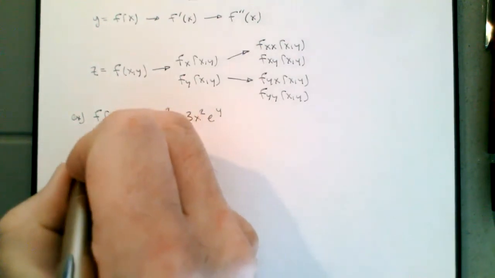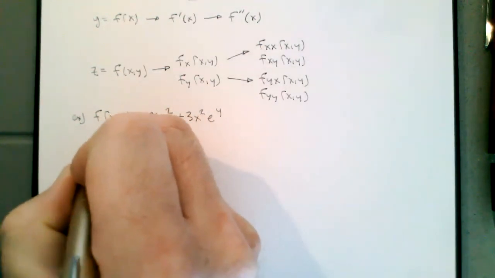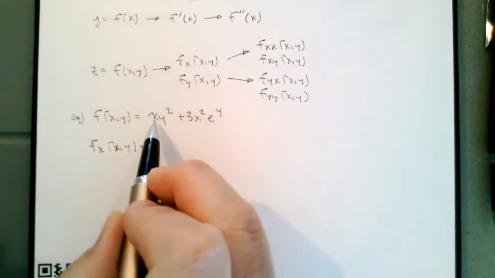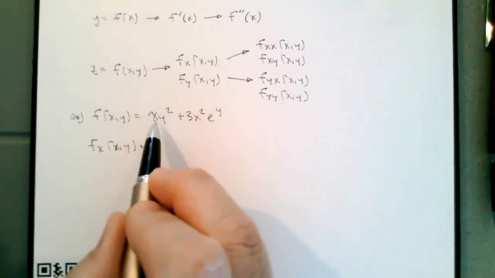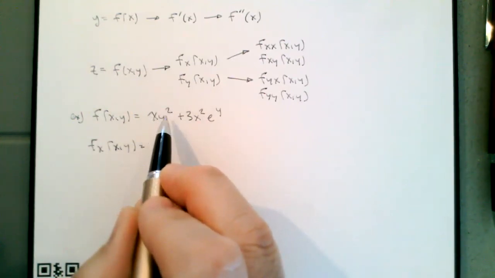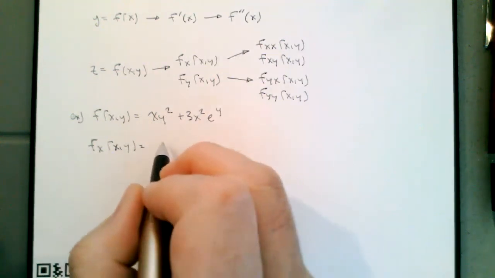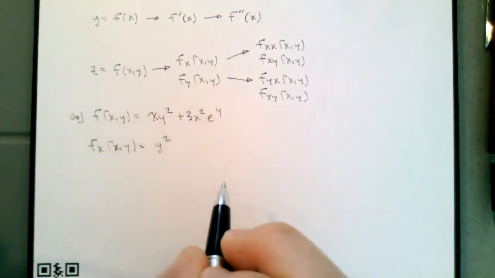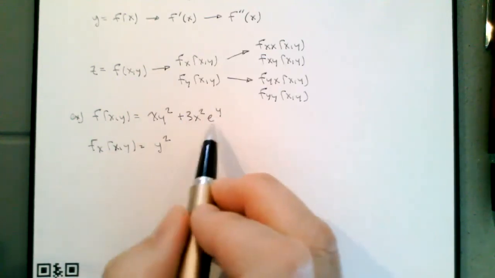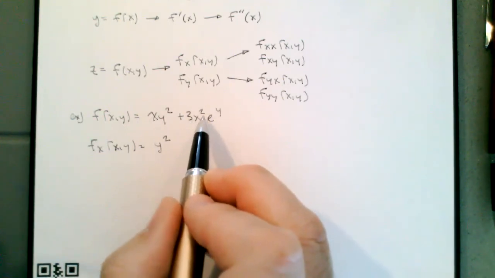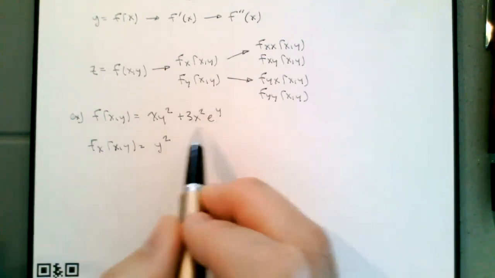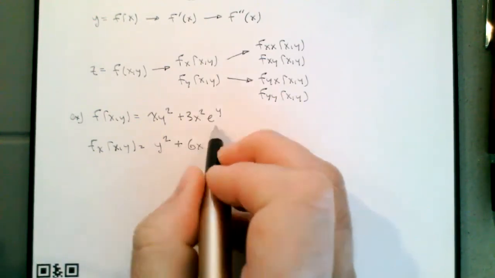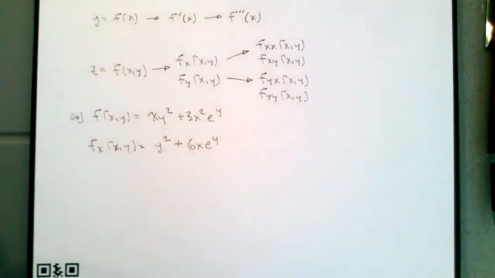So let's find the first partials, fx at xy, because this is good practice. So I have x times y squared. Here, the y squared is just a constant factor with the x, so the derivative of x to the first is 1x to the 0, so we just get the constant y squared. Over in this second term, I'm taking the derivative of 3x squared. E to the y is a constant factor, so it just tags along. The derivative of 3x squared is 6x, and e to the y is a constant factor.